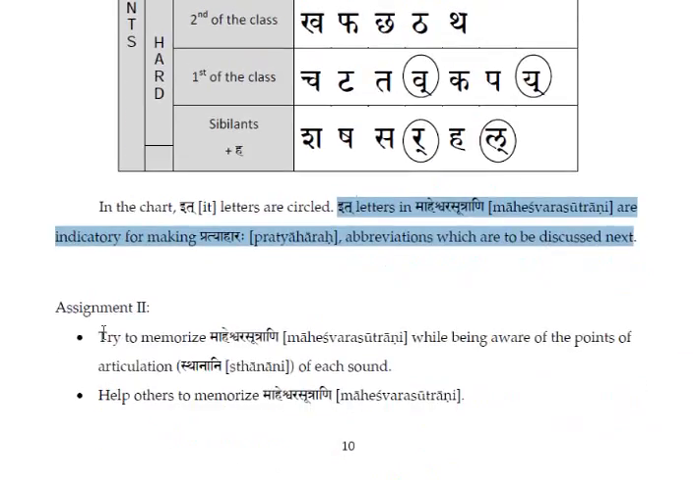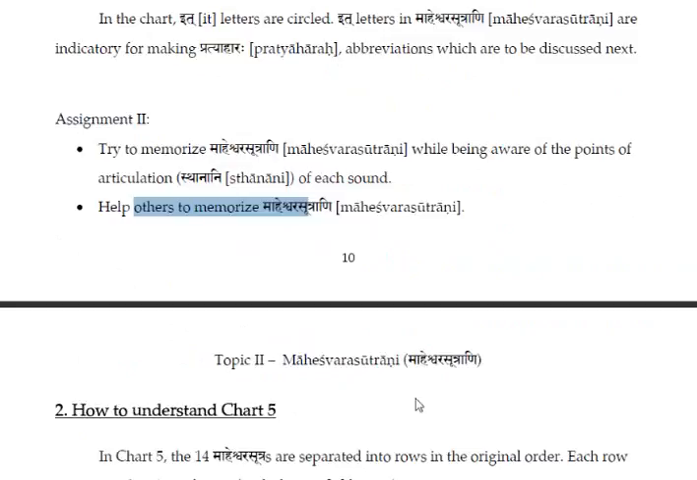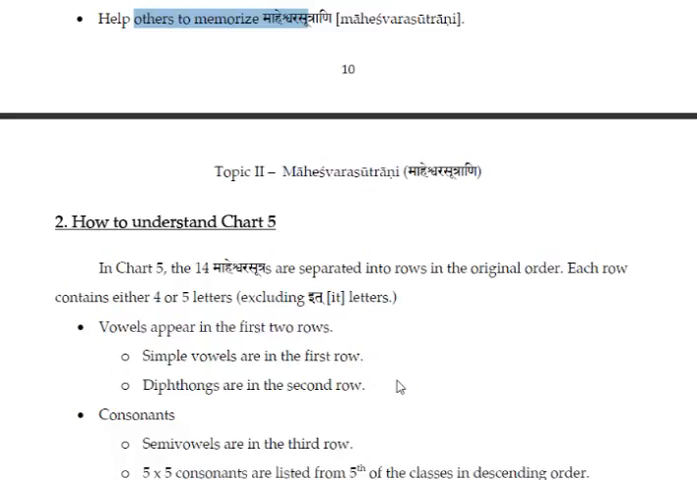And the assignment is to try to memorize, and help others to memorize. Good. Okay. And now, how to understand chart 5.